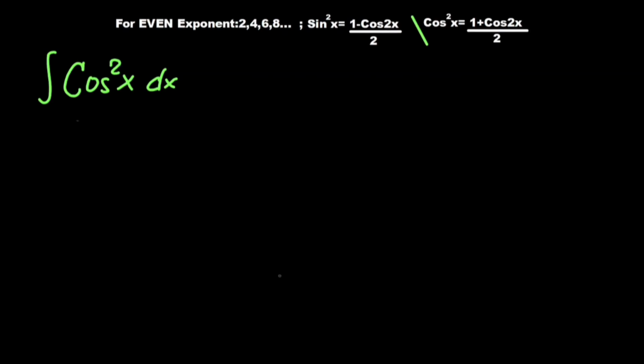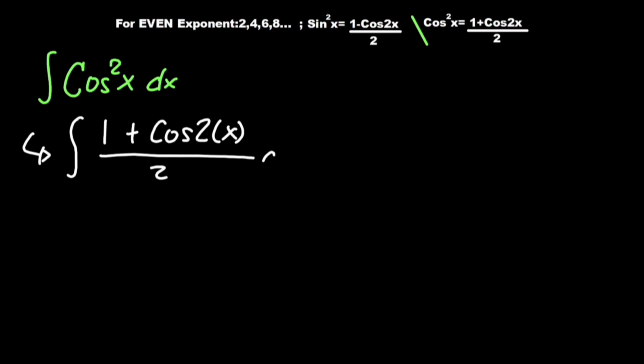We can now continue on with the integral of cosine² of x dx. Now, for this one, we will use this formula. And so this should be the integral of 1 plus cosine of twice x, which is 2x in this case, over 2 of dx. And so we can put 2 outside. So this should be 1/2 the integral of 1 plus cosine of 2x dx.